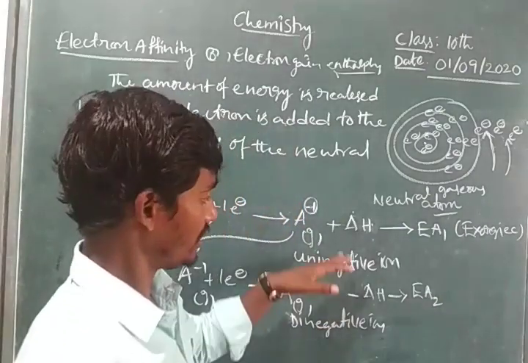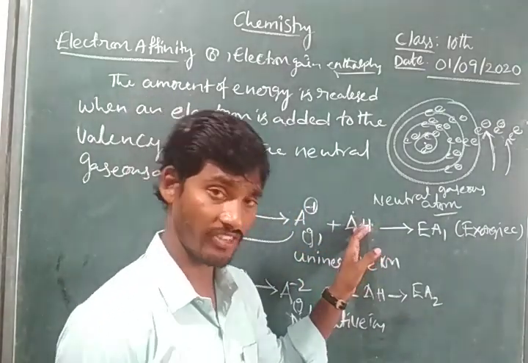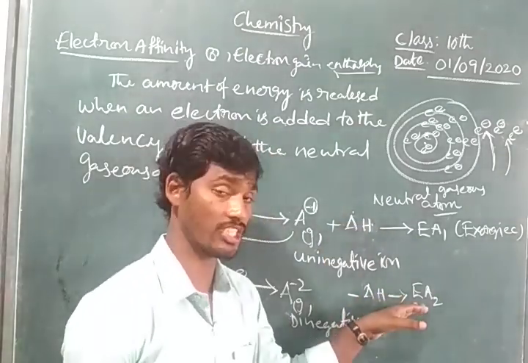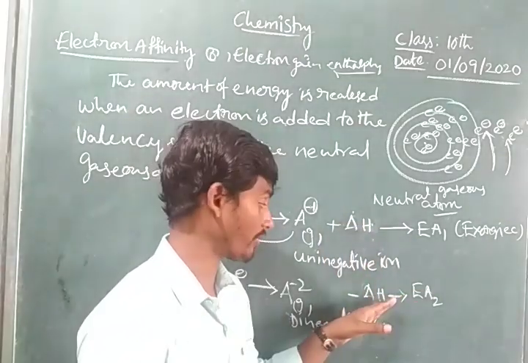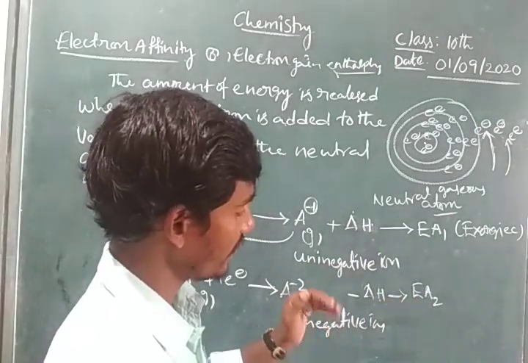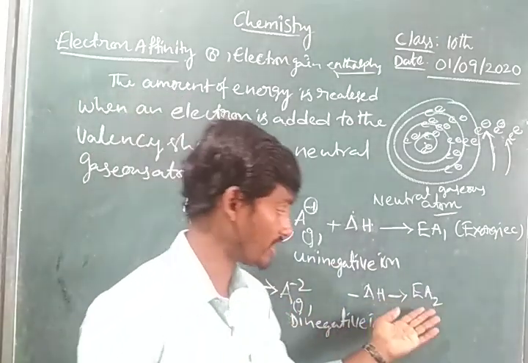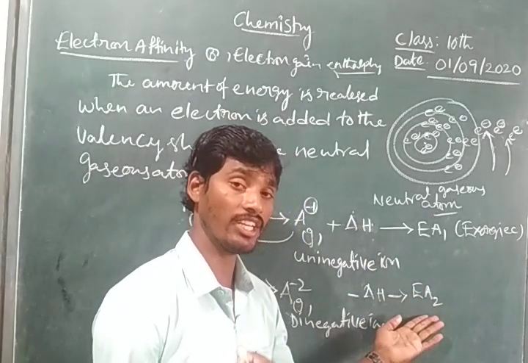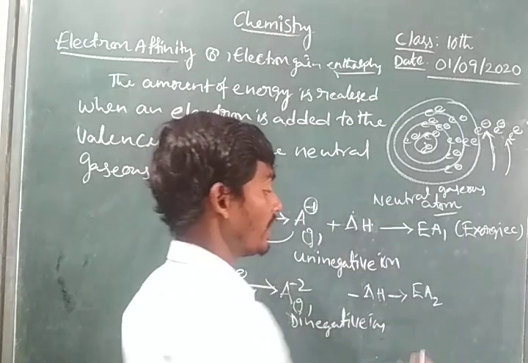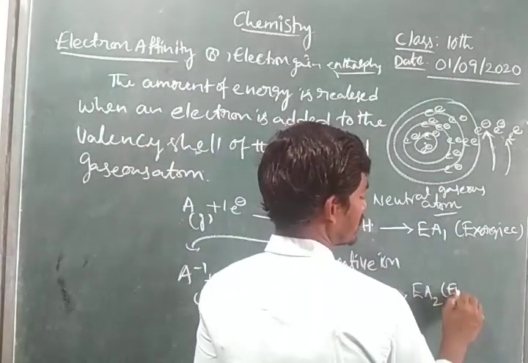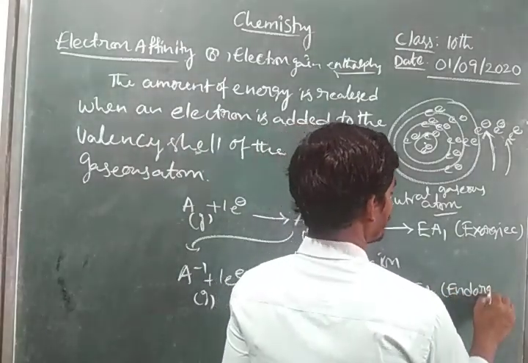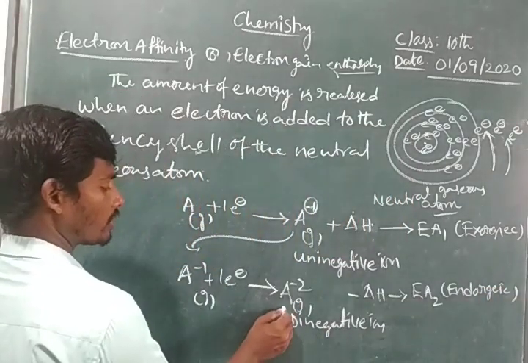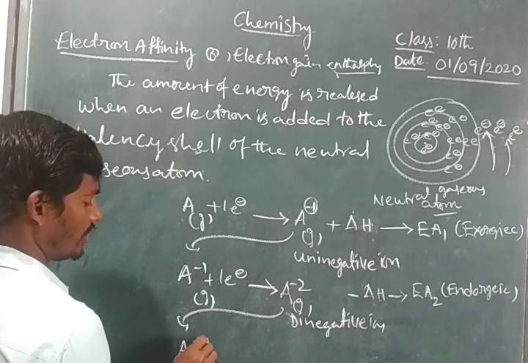See children, here also some energy is released. Compared with these two, it can release more energy, but the addition of an electron requires more energy. That is, compared with the released energy, the energy added is more. So we consider EA2 as endothermic. What's the name? Endothermic.